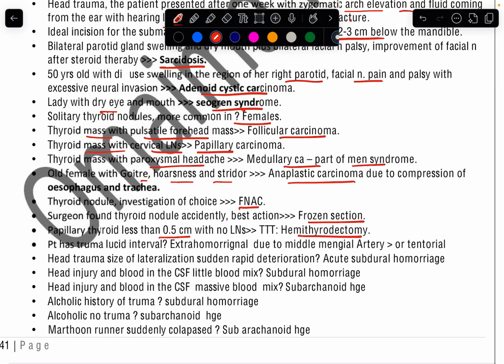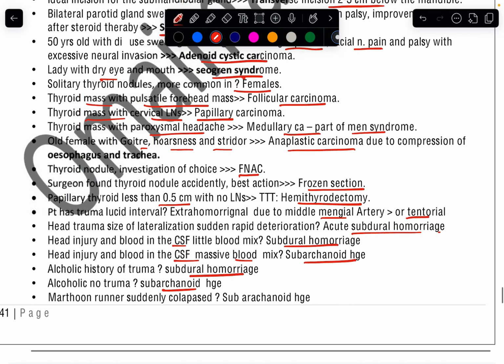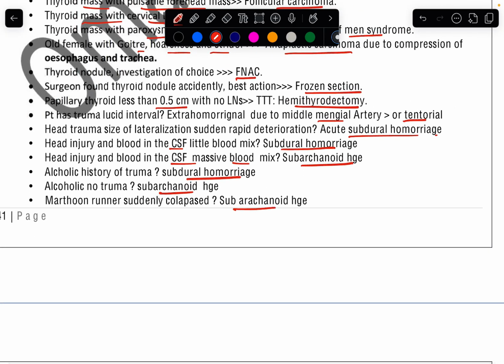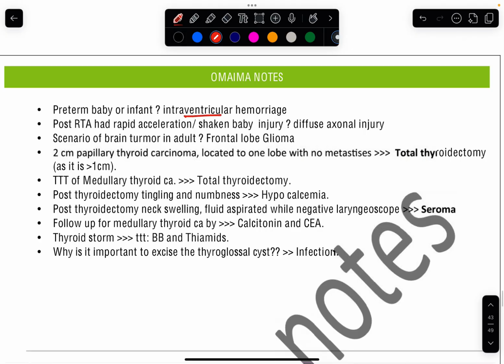Patient has trauma, lucid interval, extradural hemorrhage due to middle meningeal artery or temporal head trauma. Sudden rapid deterioration, acute subdural hemorrhage. Head injury, blood in CSF, massive hemorrhage, subarachnoid hemorrhage. Alcoholic history, subdural hemorrhage. Marathon runner suddenly collapses, subarachnoid hemorrhage. Preterm baby, intraventricular hemorrhage. Road traffic accident, rapid shaken baby injury, diffuse axonal injury. Most common brain tumor in the adult is glioma.